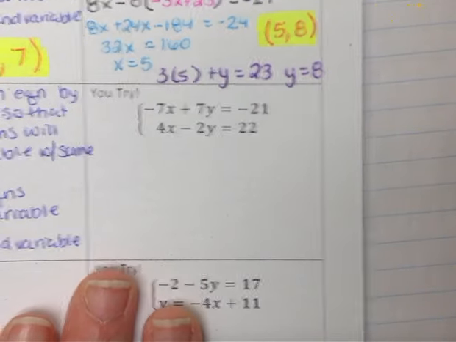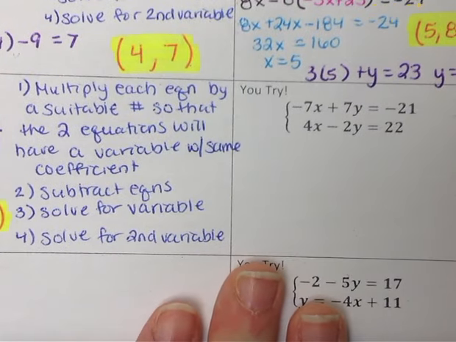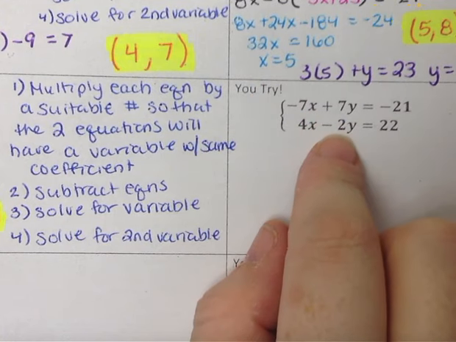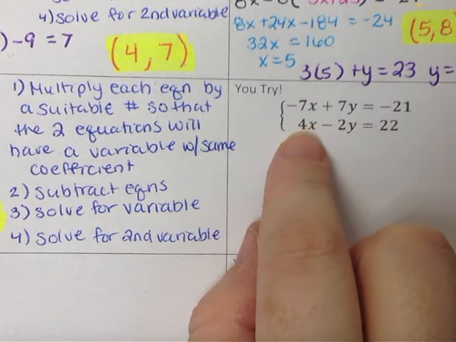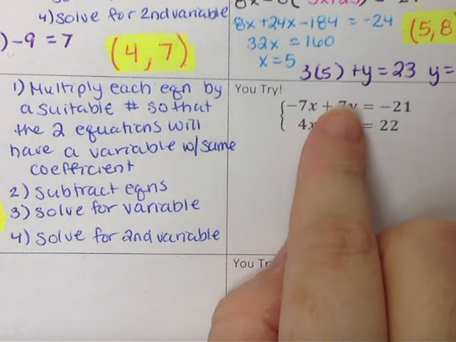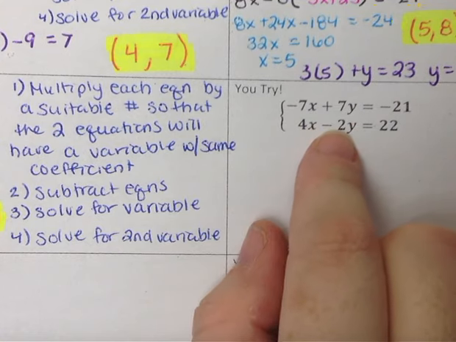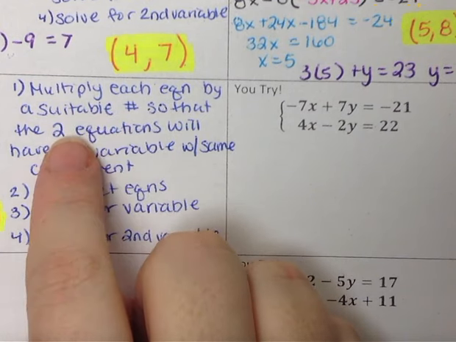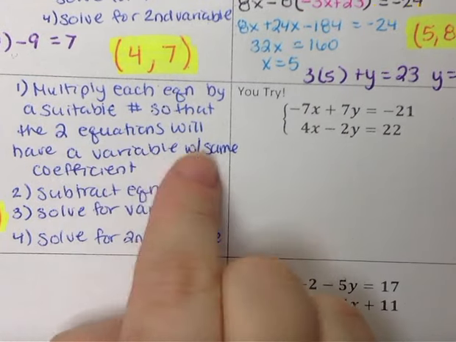On our second example of elimination, again, we look to see if we already have a variable that has the exact same coefficients. So the x's do not have the same coefficients, and the y's do not have the same coefficients. So that means we need to multiply each equation by a suitable number so that the two equations will have a variable with the same coefficient.